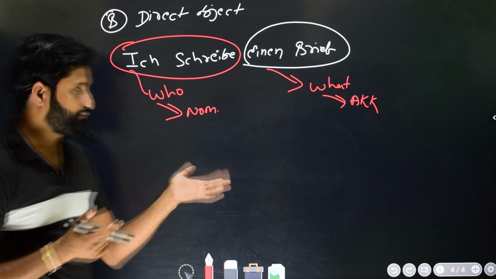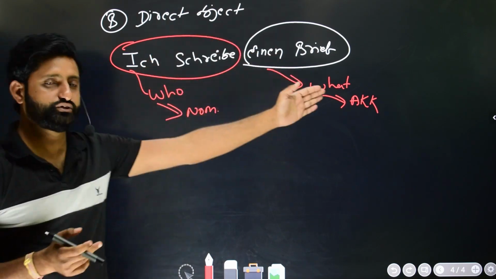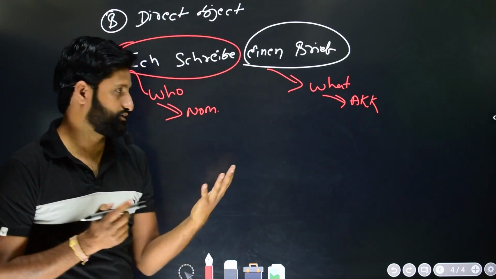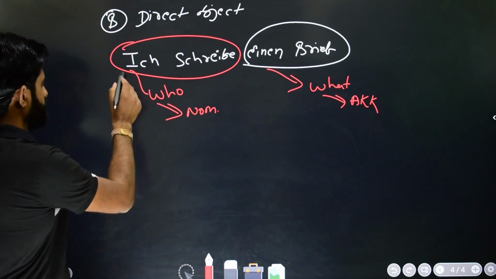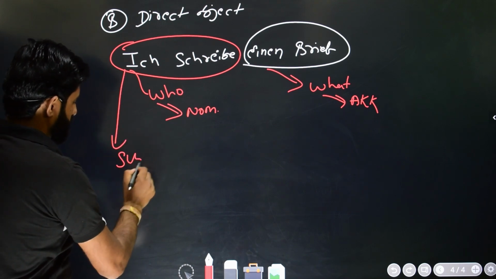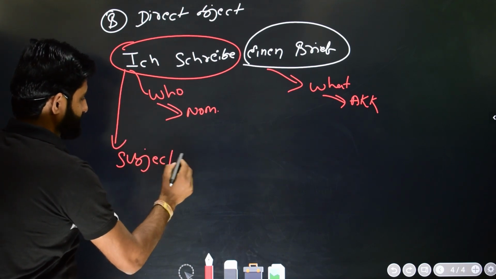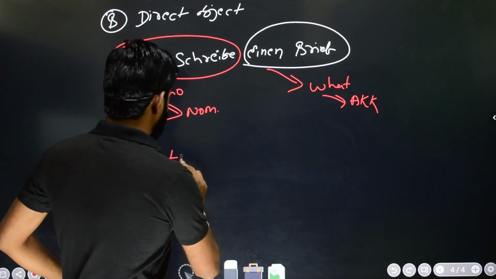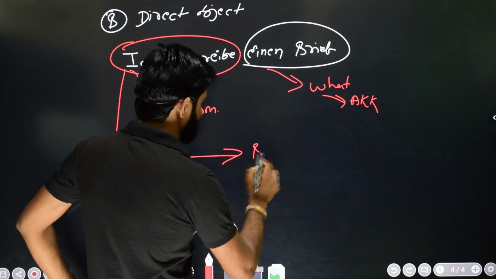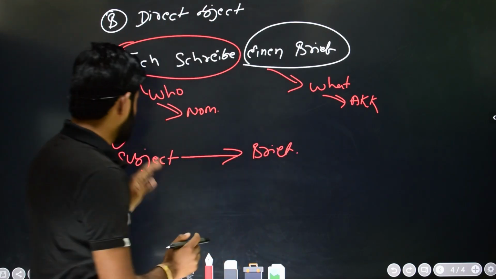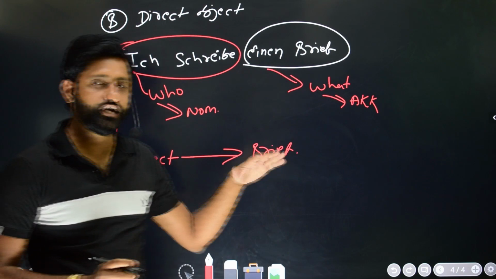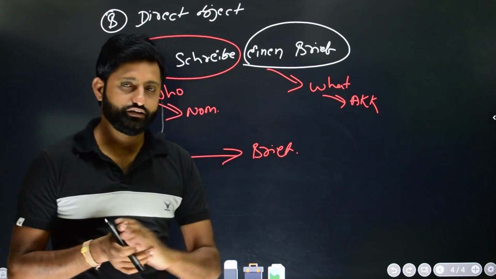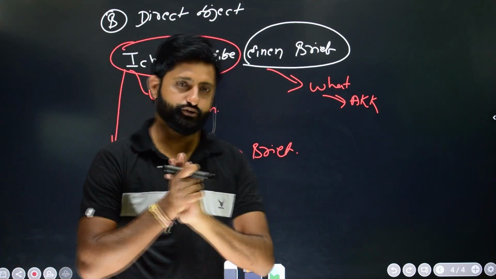So we have already identified that this part of the sentence is nominative, this is accusative, but we are learning the second way to identify with the help of direct object. So who is the subject here? Ich is the subject. And what exactly is this subject doing? The subject is writing a letter. That means this subject is connected with a letter. So for this subject, Brief is a direct object. So whenever we have a direct object in any sentence, that part of the sentence will be the accusative part. Okay.